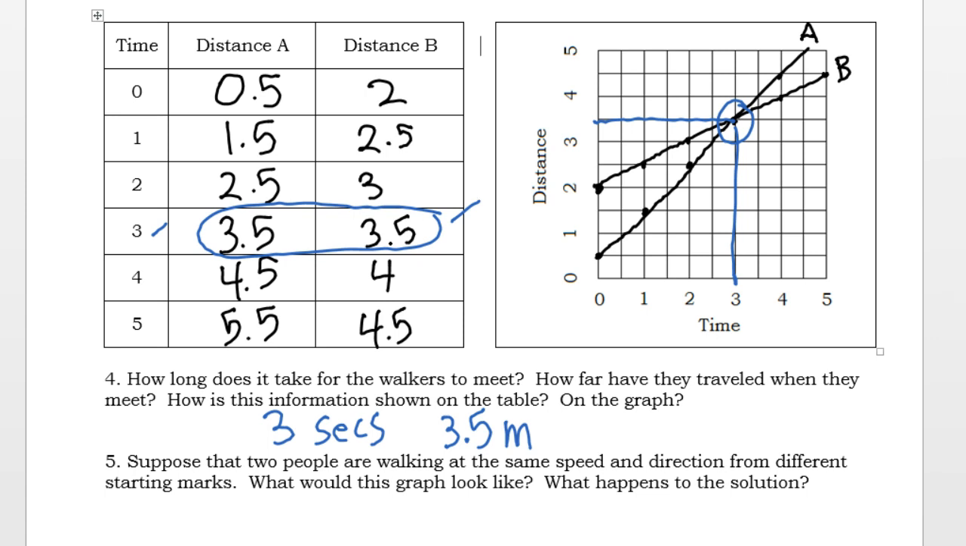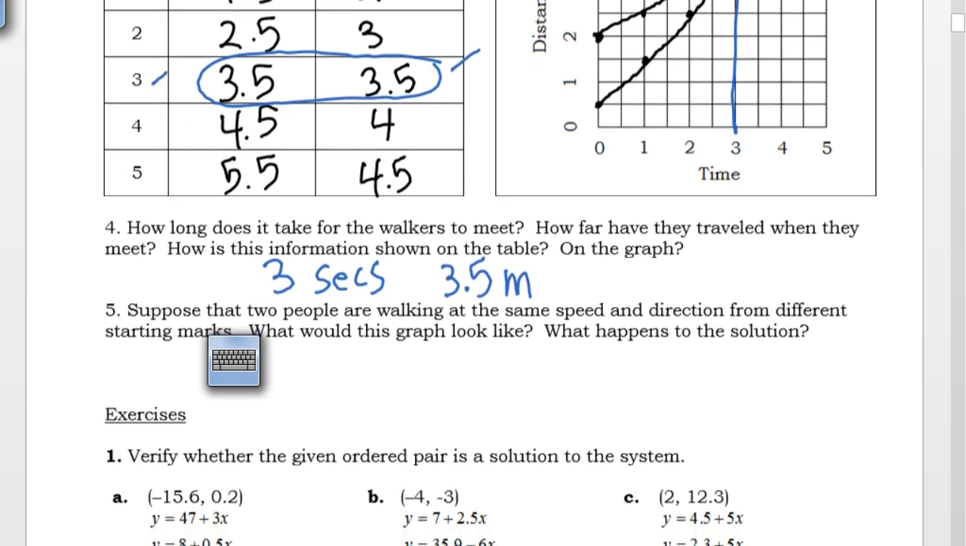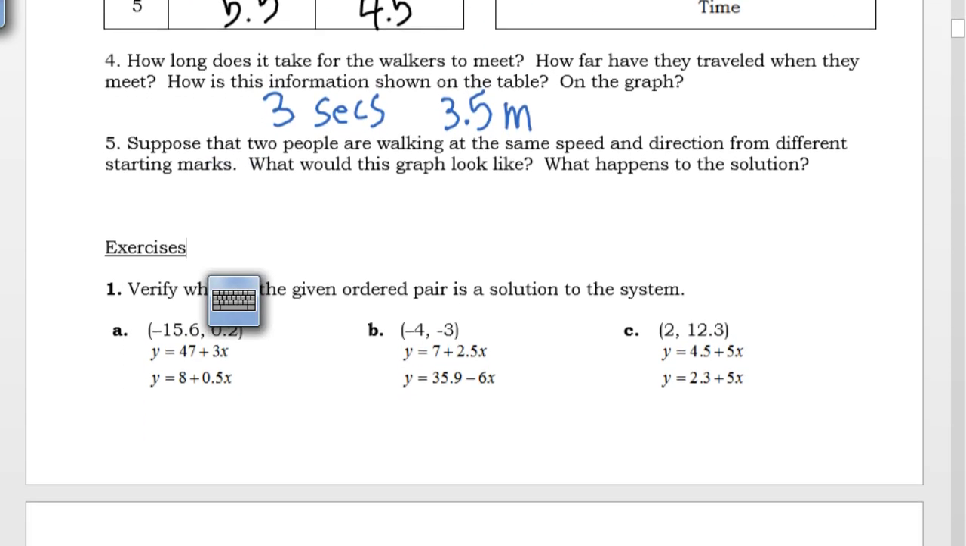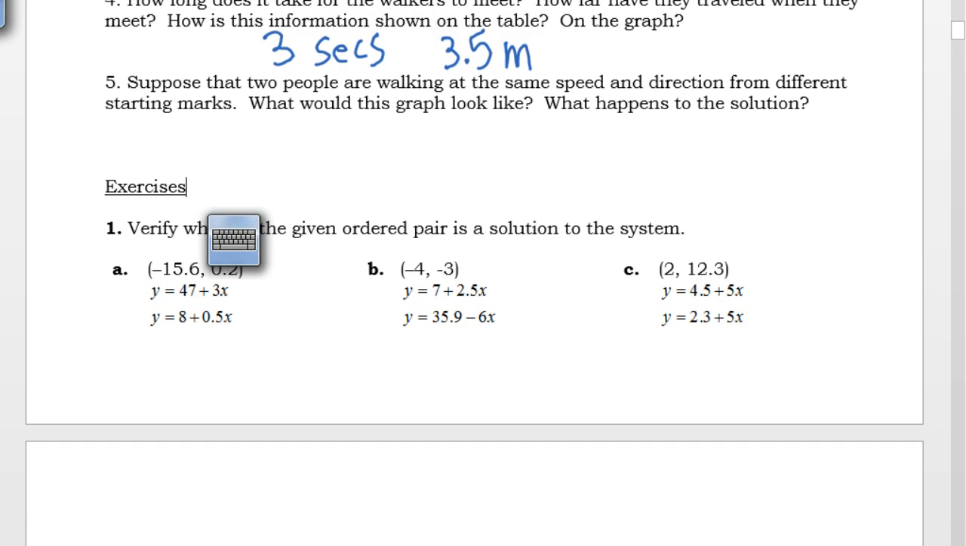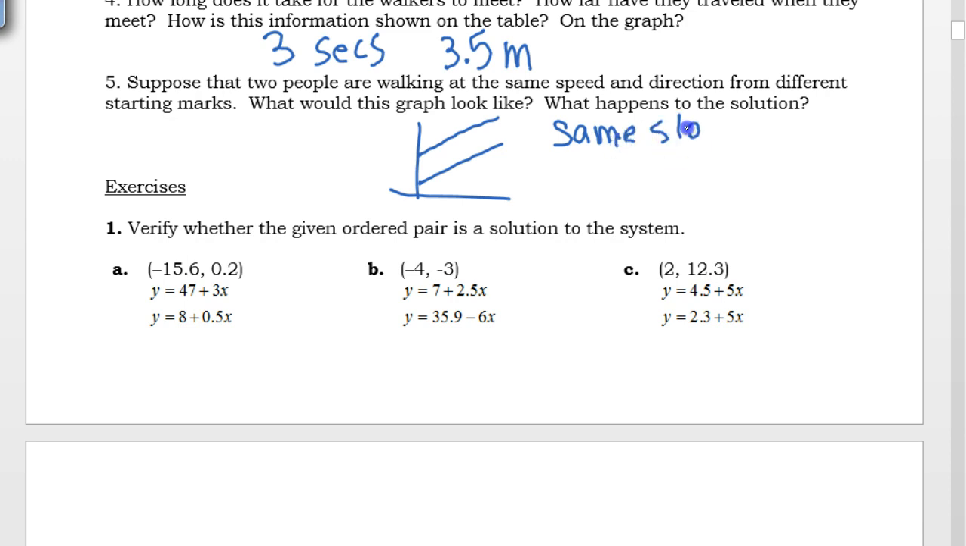The last question says, suppose that 2 people are walking at the same speed and direction from different starting marks. What would this graph look like? If we're going the same speed, that means we have the same slope. But we started at different points. Basically, we'll never cross. The walkers will never meet. That is a no solution.